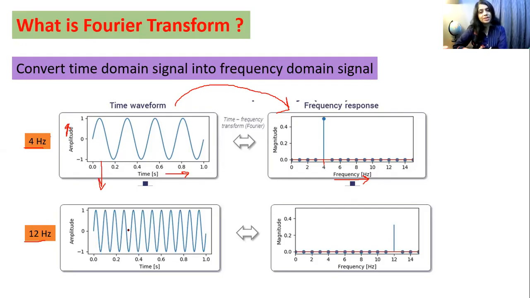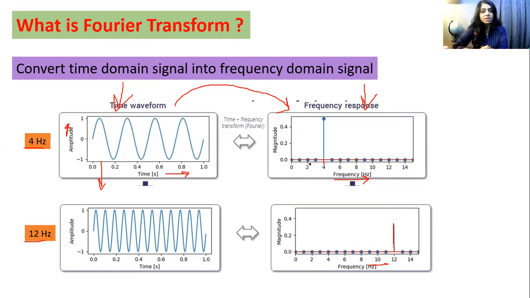Now we want to represent this waveform in frequency domain. Again simple, on the x-axis take frequency, on the y-axis amplitude, and then this is your frequency domain signal for this waveform. So this is known as a time domain signal, and these are known as frequency domain signals. What Fourier transform does, it converts a time domain signal into frequency domain.